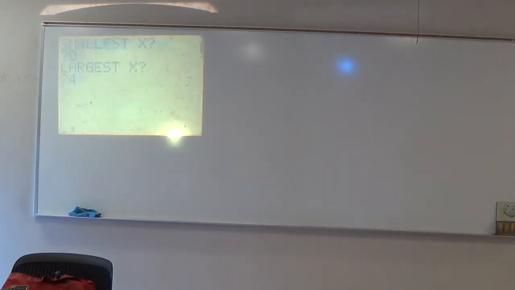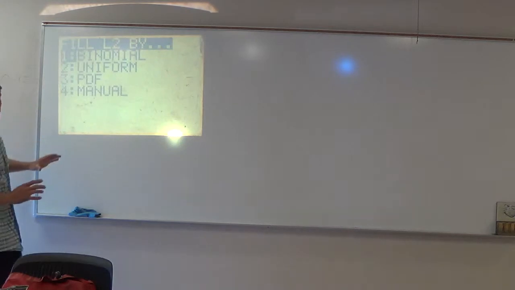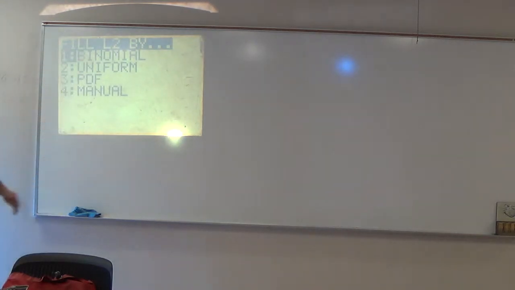Okay, 0 to 4. This is why it's called dist fill. I've given you other options. We can talk about more of them later, but the most important one for you guys is binomial. Grab that by pressing 1 or pressing enter. When you press enter, it asks you for the probability. This is the one number you have to do the problem.